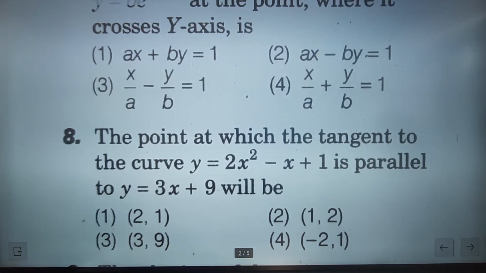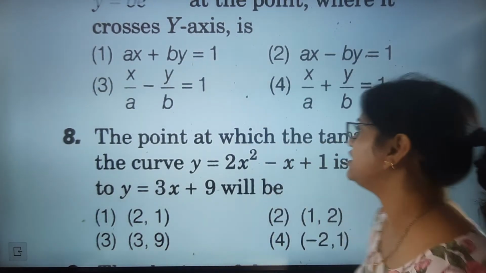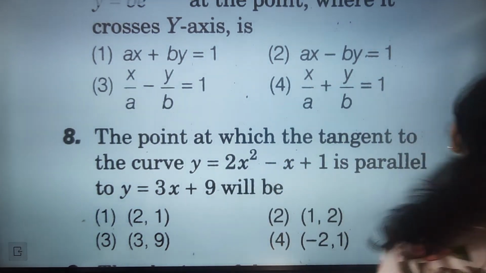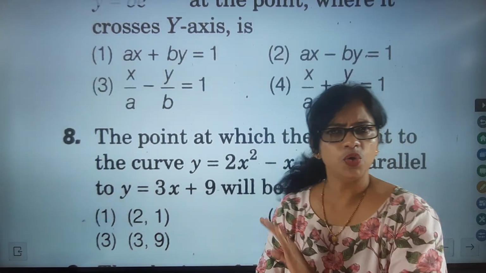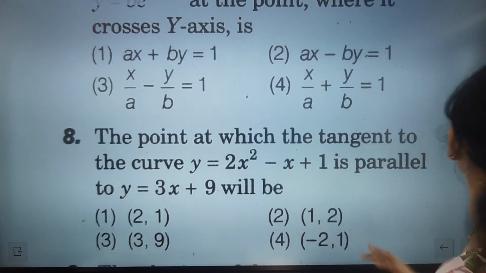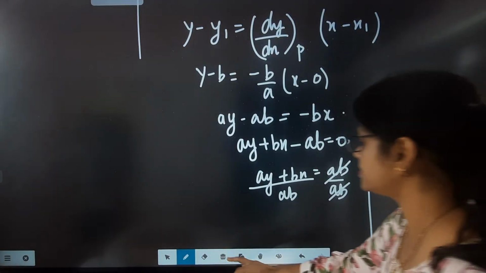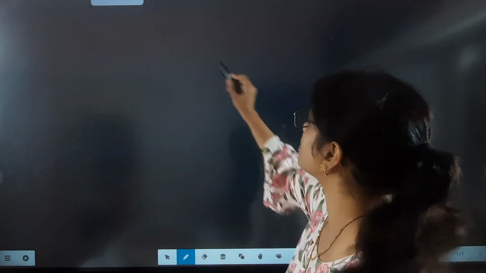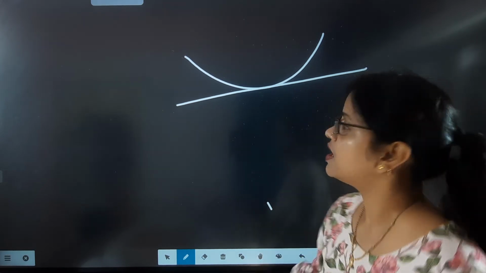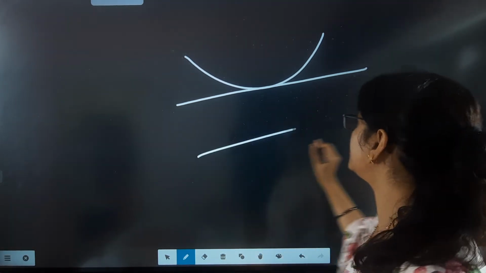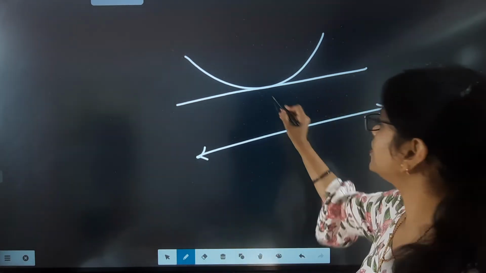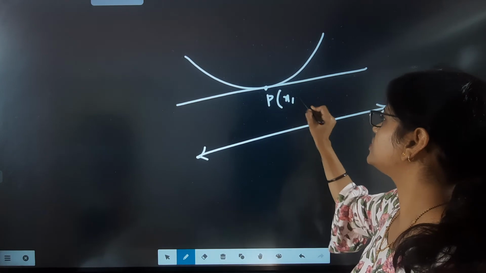Now what they are asking in the next question, they are telling that the point at which the tangent to the curve is parallel to this one. You have to find the contact point. No other thing. The point at which the tangent to the curve is parallel to this. They are asking what will be the common contact point between the tangent and the curve so that the tangent is parallel to a line. Jackpot. Why? Because they only asked you to find this point, which we don't know.